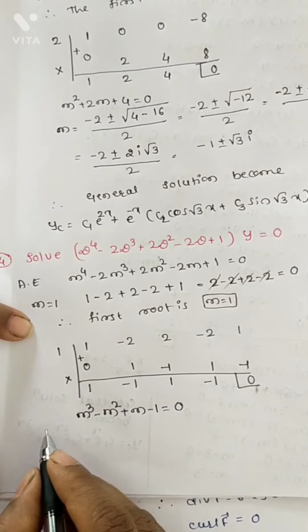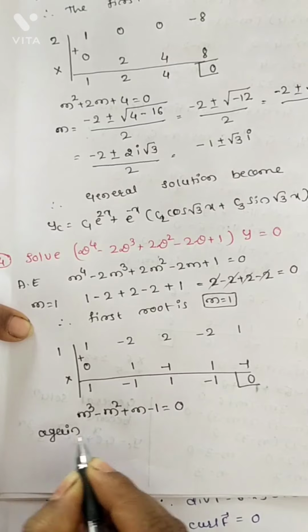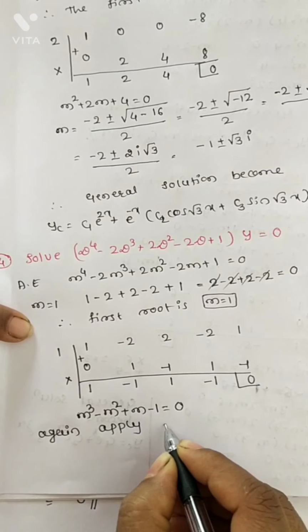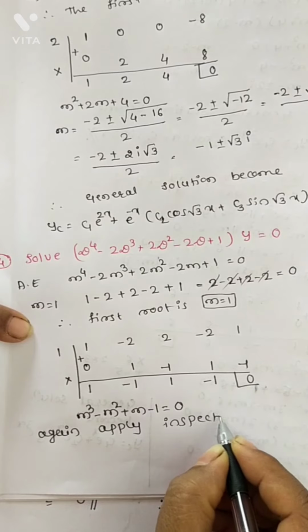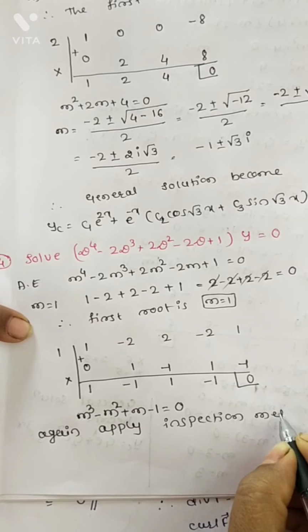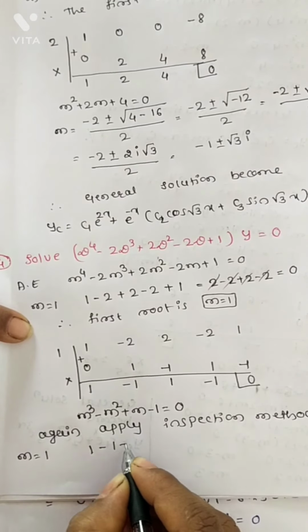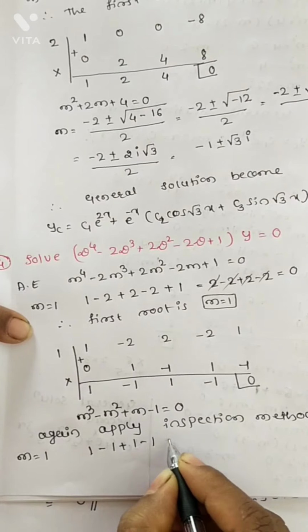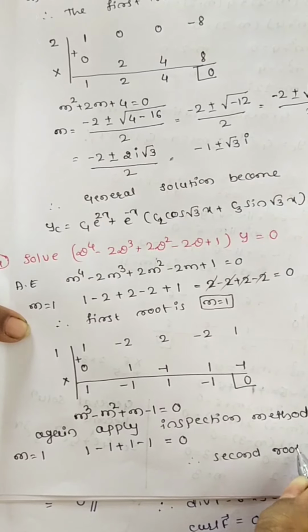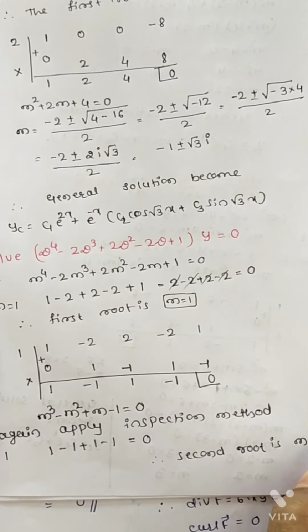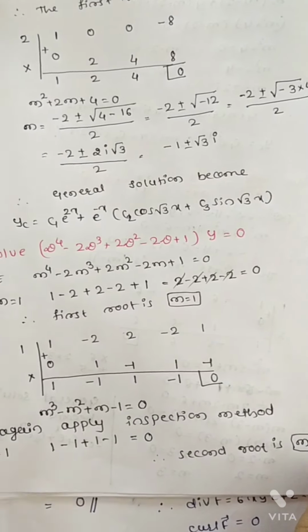After getting the cubic equation, again apply the inspection method. Again take m is equal to 1. 1 minus 1 plus 1 minus 1. Again this becomes 0. Therefore the second root becomes m is equal to 1. Again we got m is equal to 1.